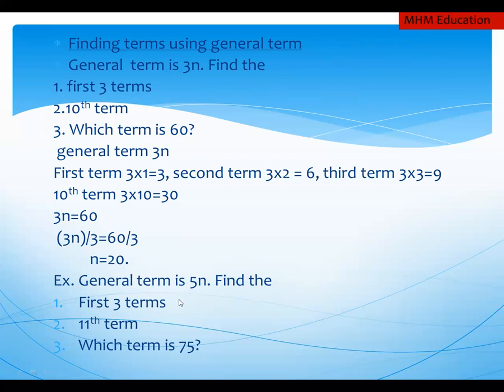The general term is 5n. Find the first three terms. When the general term is 5n, to find the first three terms, we replace n with 1, 2 and 3. For the 11th term, we substitute 11 for n in 5n. Which term is 75? It means we have to set the general term 5n equal to 75. n equals 75 divided by 5.